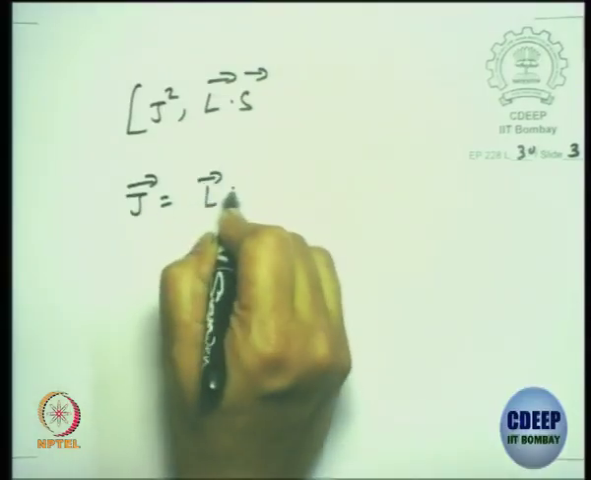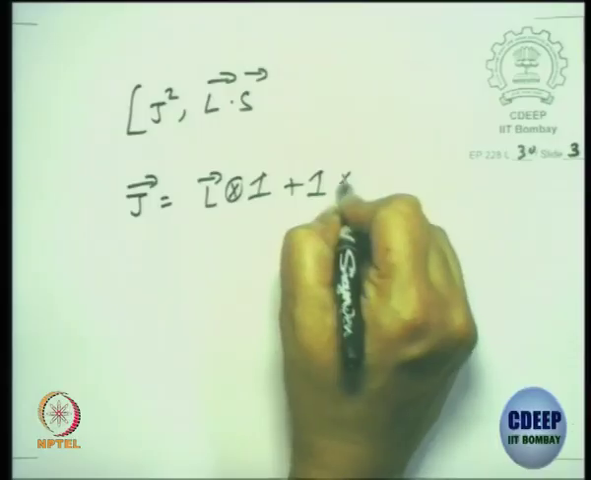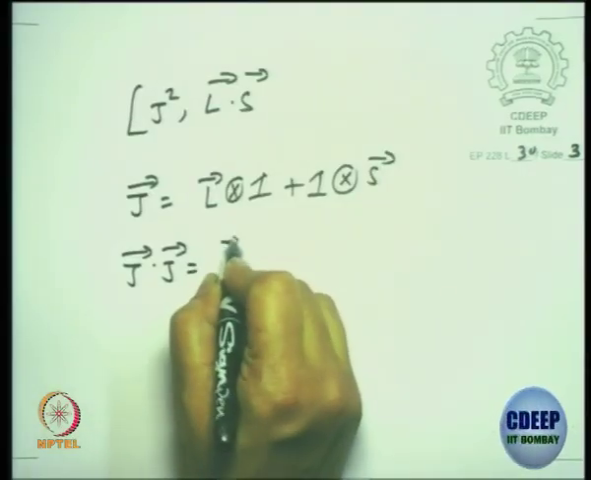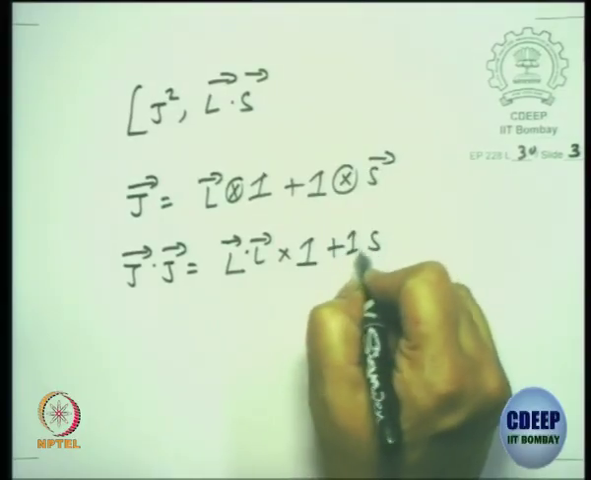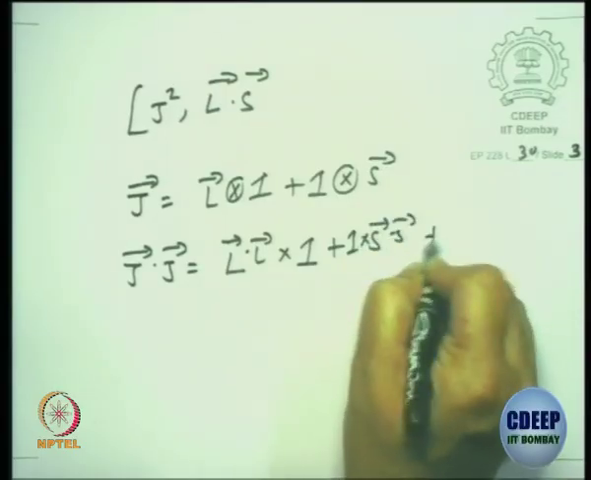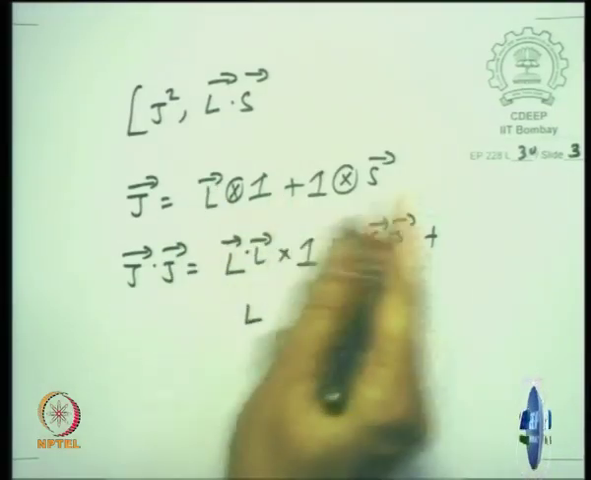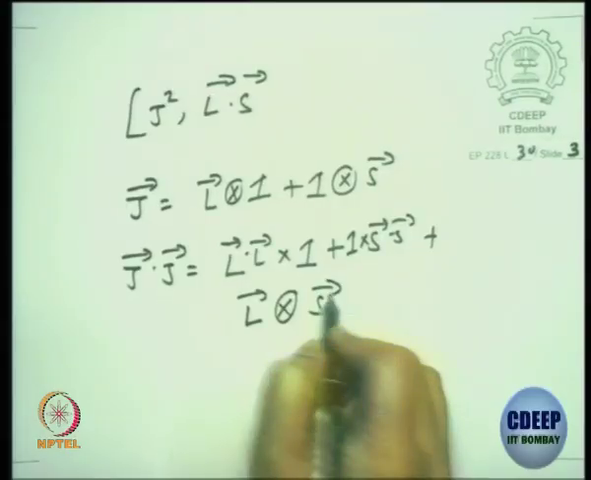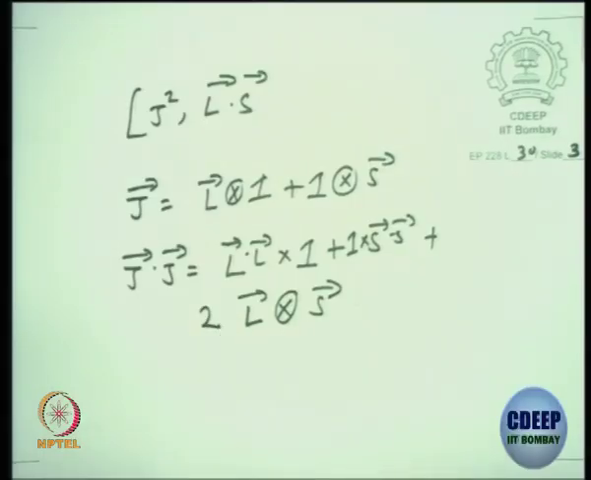J is L cross identity plus identity cross S. So when I do J dot J, you are trying to say that there will be an L dot L cross identity plus identity cross S dot S, but then there will also be cross terms. That is a good point. Yes, you will have the cross terms. From here multiplied with this, which will give you an L cross S, and then you will also have twice, right? Just twice of this. Yeah, good point. Sorry, I made a mistake earlier.